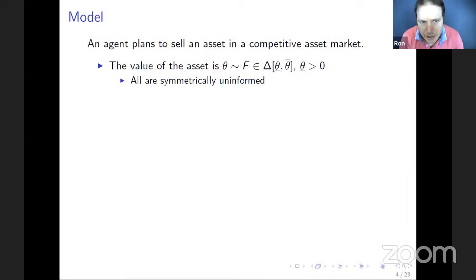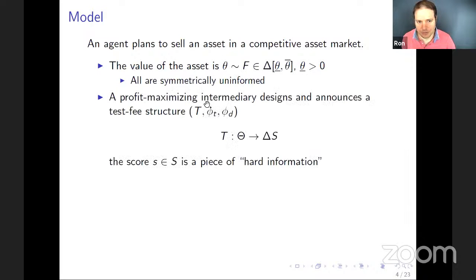Okay, so what we're going to have is an agent that's ultimately going to sell an asset that he owns in a competitive market. The value of the asset we'll denote as theta, distributed according to some distribution. Importantly, neither party, that is neither the agent, the intermediary, which I haven't yet mentioned, nor the market knows the value of the asset. And this is important because it'll factor into the fact that the intermediary provides no value. We'll see that in just a minute.